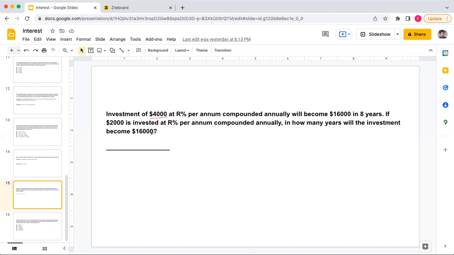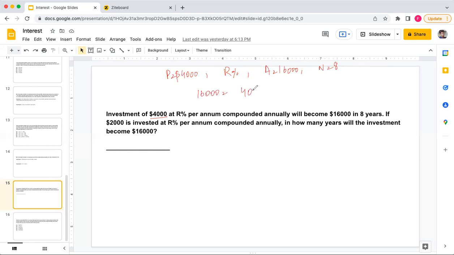Okay, and if 2,000 is invested at R% compounded annually, in how many years will this investment become 16,000? Okay, so in the first scenario, we have an investment of 4,000 and R is compounded annually, and the final amount is 16,000, and the total N is 8 years. So using the formula for compound interest, this is 16,000.